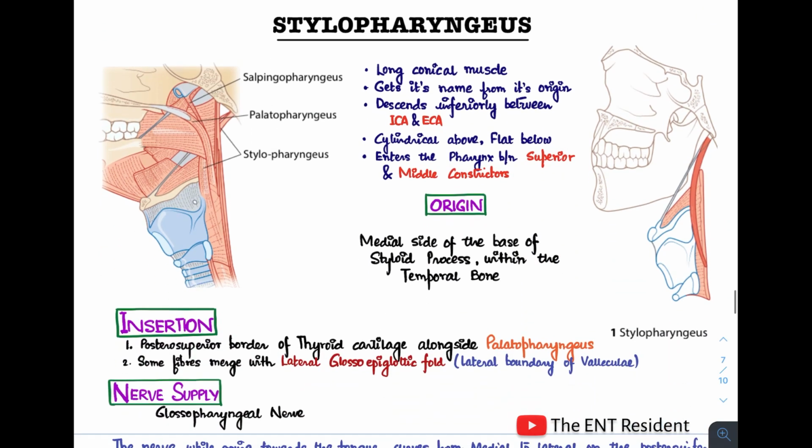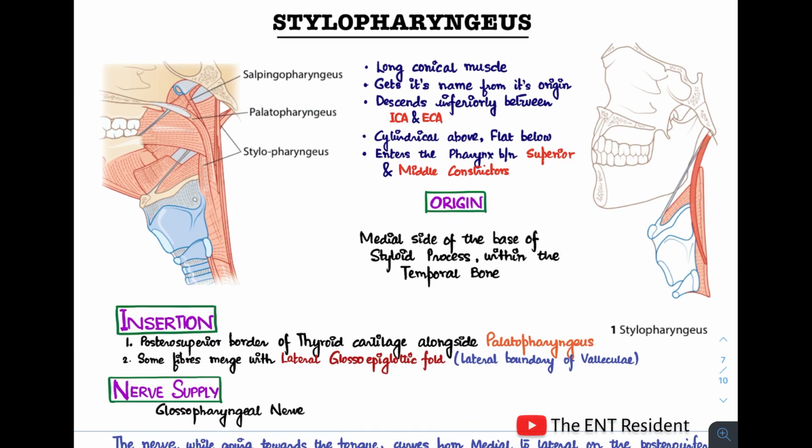Next, we head over to the three longitudinal muscles. The first one is the stylopharyngeus muscle. It is a long conical muscle, and as you can guess, it gets its name from its origin, stylo, which means the styloid process. This muscle descends inferiorly between the internal carotid artery and the external carotid artery. It is cylindrical above, but as it passes below, it becomes more flat, and it enters the pharynx between the superior and the middle constrictor.